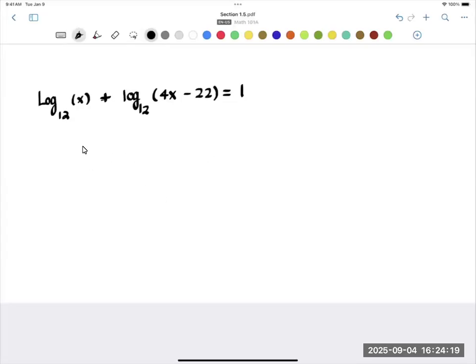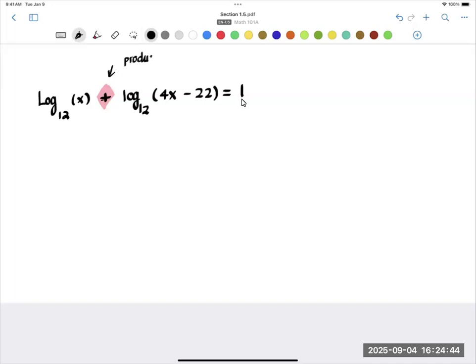Now let's look at another equation, solving the logarithm equation. So I have log base 12 of x plus log base 12 of 4x minus 22 equals 1. This equation has two logarithms, and the right side is equal to 1. So we're going to pay attention to the plus. The plus tells us that we have to use the product rule, right?